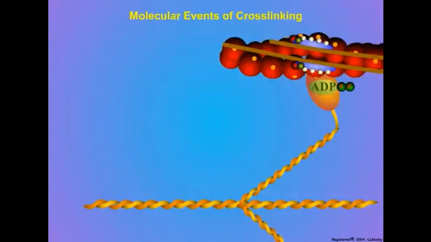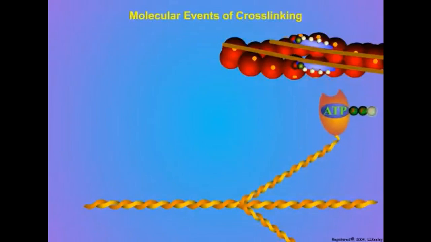After pulling the actin, myosin exchanges ADP for a new molecule of ATP. This results in the release of the myosin head from the actin. The myosin head resumes its relaxed conformation and position, and the cycle is ready to repeat. Let us watch the cycle repeat several times.